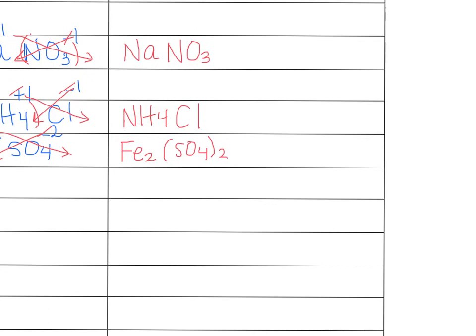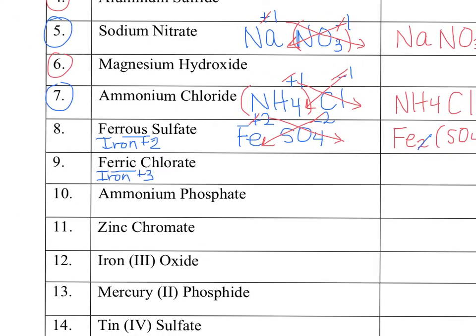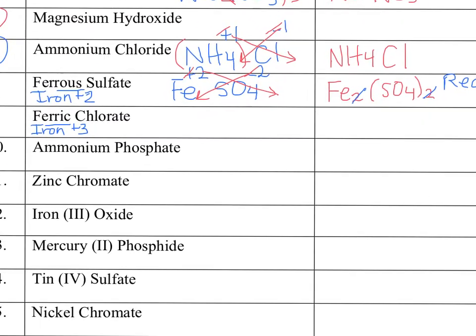But what do you see here? What is that last rule when it comes to ionic compounds? Can I reduce? Yes. Okay. So those 2's are going to cancel. So the formula is going to be FeSO4. You don't need the parentheses because you only have 1. Okay? So let's come back over here to ferric chloride.